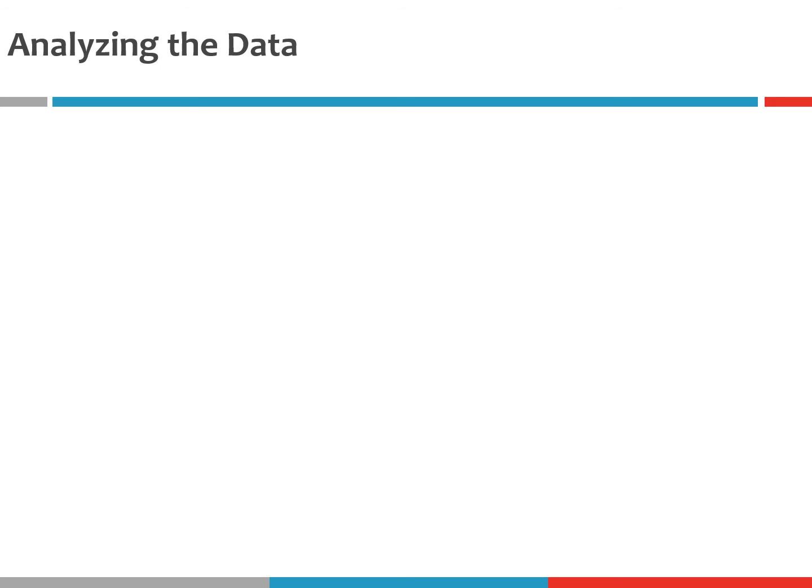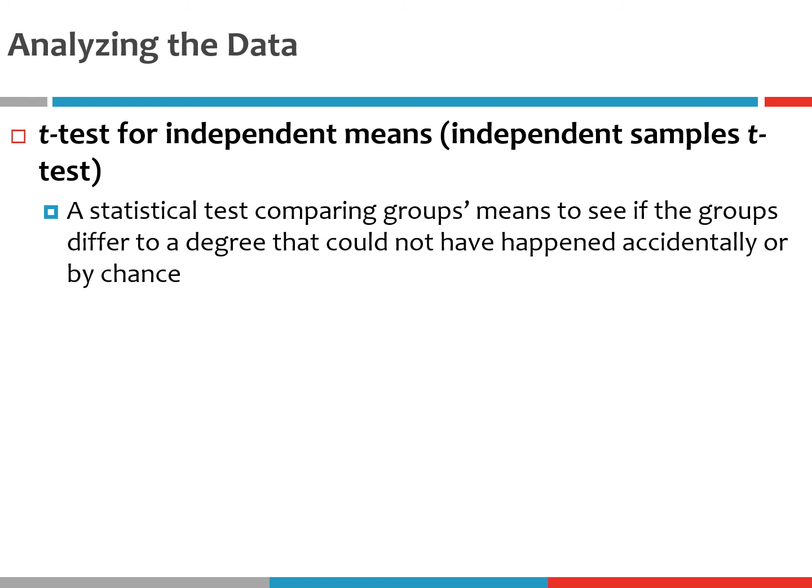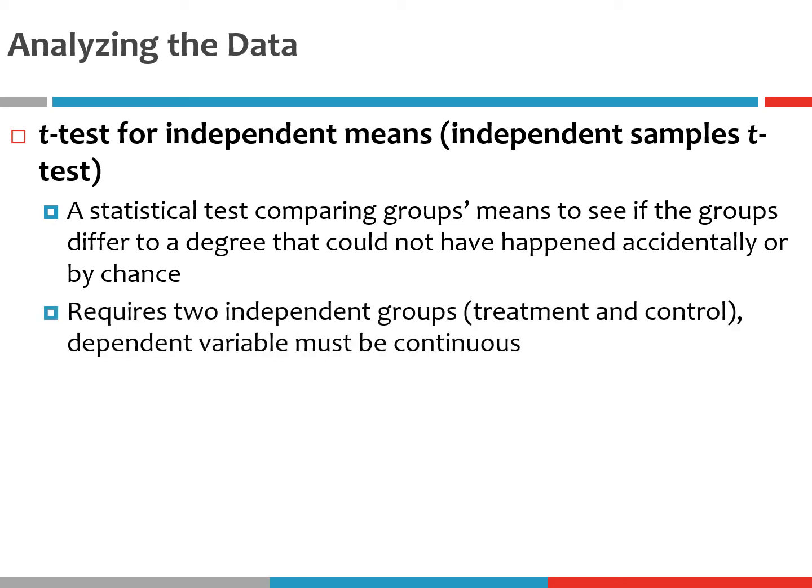Now we ran our study, we checked our manipulation if you wanted to do that, and we're ready to analyze the data. For two groups, we're going to use a t-test for independent means, which is also known as a between groups t-test. For those that haven't taken my stats class, for those that have taken my stats class, you already know all this, right? And we compare the means of the two groups. So we compare the mean of the treatment group with the mean of the control group. And we want to determine, is the difference due to chance, or is the difference due to the effect of the independent variable?